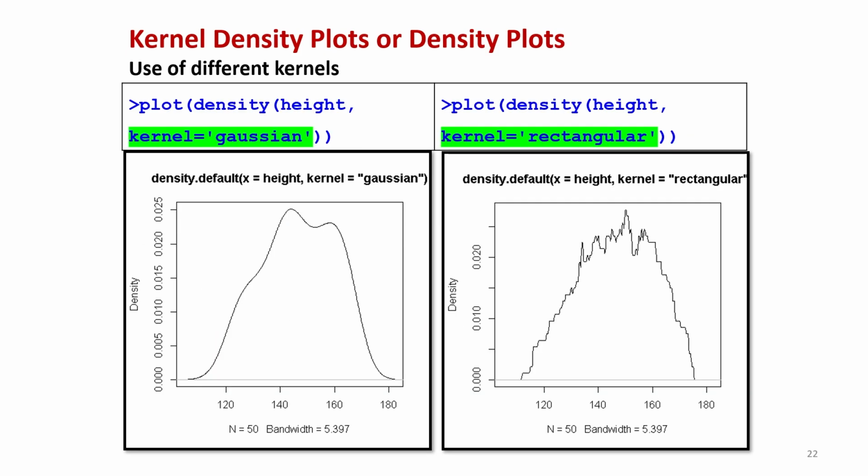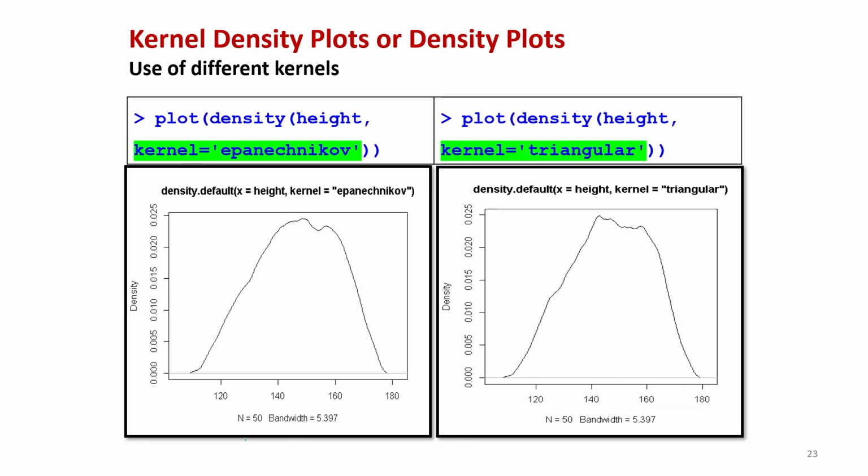And now, if you try to change the kernels, so if you take the same data set and use the option kernel equal to Gaussian and kernel equal to rectangular, then you can see for the same data set the structure is more or less the same, but they are different, whereas the bandwidth is the same in both cases. And similarly, if you take other kernels, Epanechnikov and triangular, you can see the structure is still similar, but they are different, whereas the bandwidth remains the same in all the cases, right.